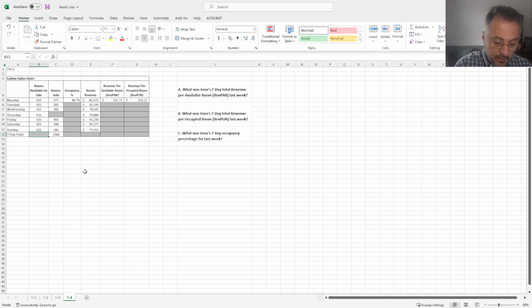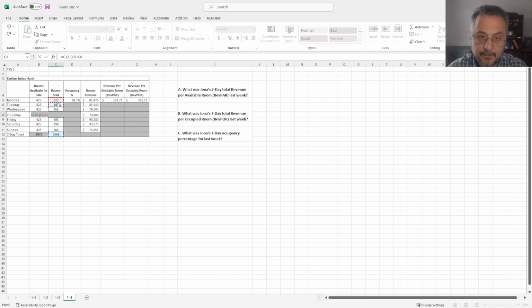So let's see rooms available for sale, and there is a sum function in Excel. You can use that. Basically, you are telling Excel to add all those numbers. So in 7 days, it's 2,975, and actually there's one missing here. It's rooms sold that is missing. What we can do is get the total minus the other numbers, right? And it's going to give us the rooms sold as well.